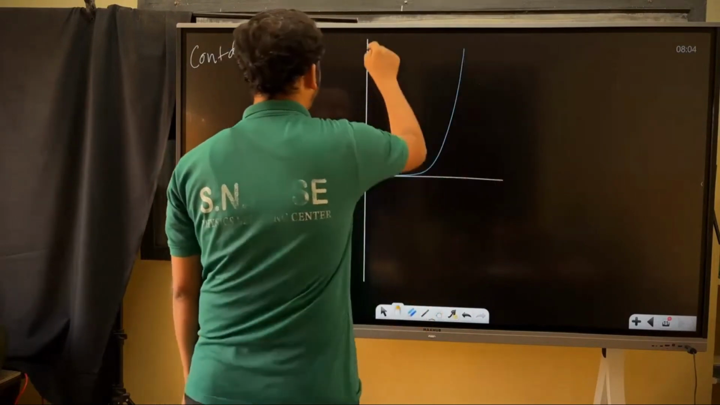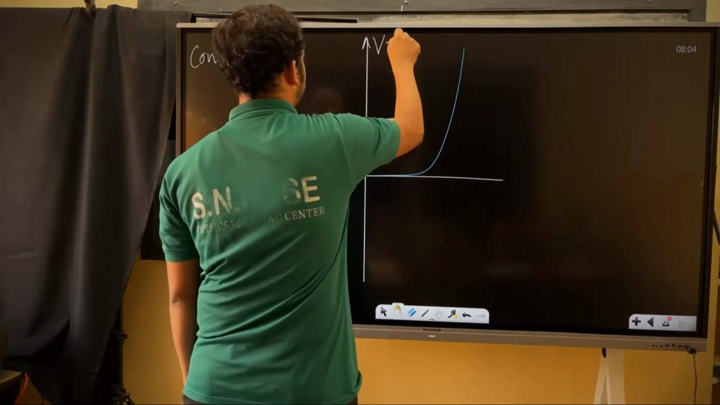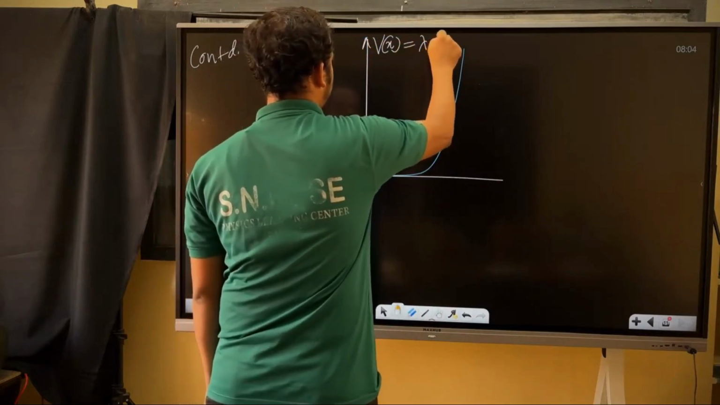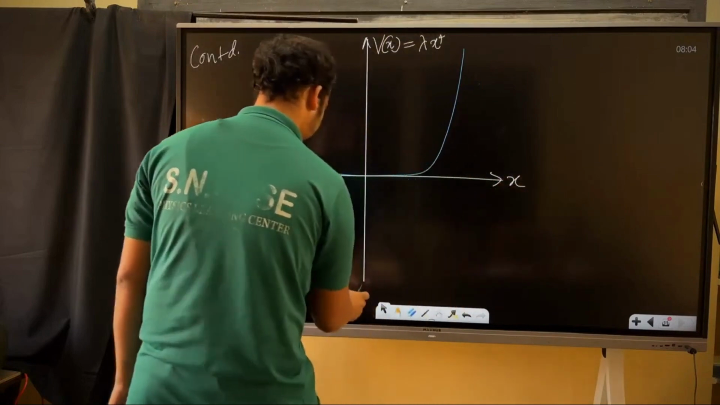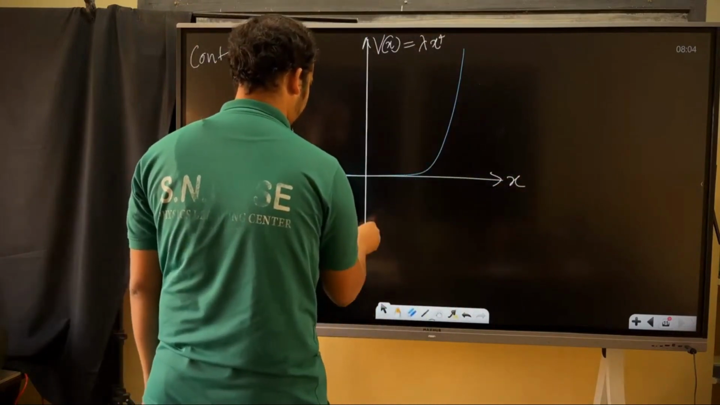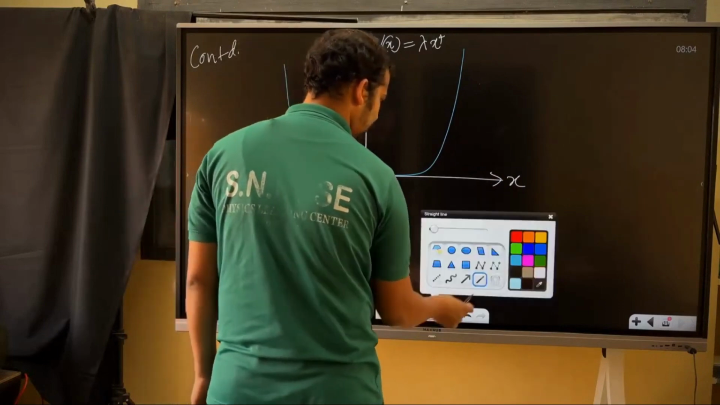Is that okay? V of x is equal to, what is that? He wrote lambda x power 4. Okay, speak up. As a function of x here. Fine. Now, I will take its energy as E.